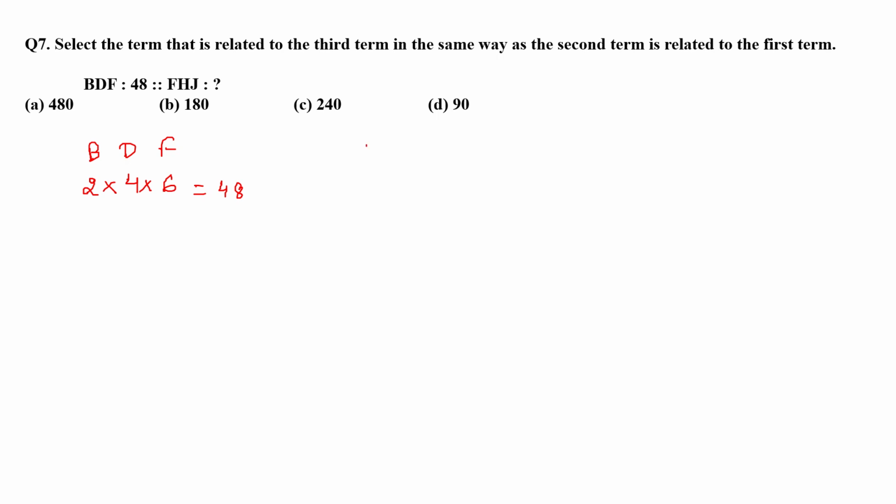In the same way, you have to try here also: F, H and J. F is in the 6th place, H is in the 8th place and J is in the 10th place. If you multiply all three, 6 8s are 48, 48 into 10 is 480. So A will be the correct answer.